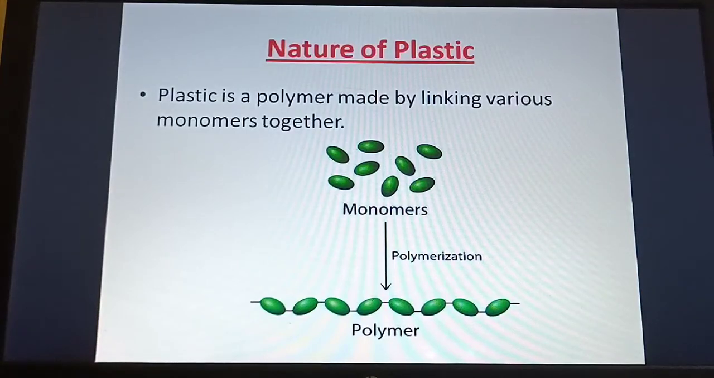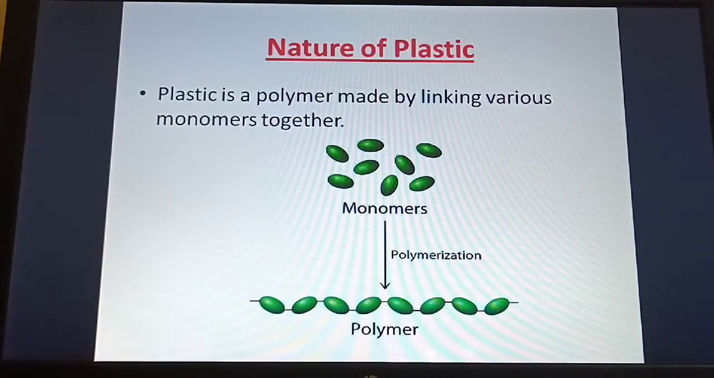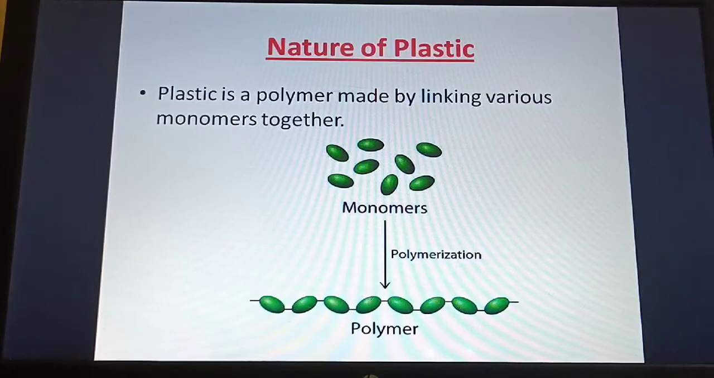Before we learn about plastics, we should know about the nature of plastics. We all know that each monomer makes a polymer, isn't it? When you get a polymer, you can see a chain-like structure. That means each monomer is combined to form a chain-like structure, which is called a polymer. If you consider your necklace, one pearl is a monomer. Each pearl joined together gives you a necklace. Likewise, each monomer unit joins and gives you a polymer.